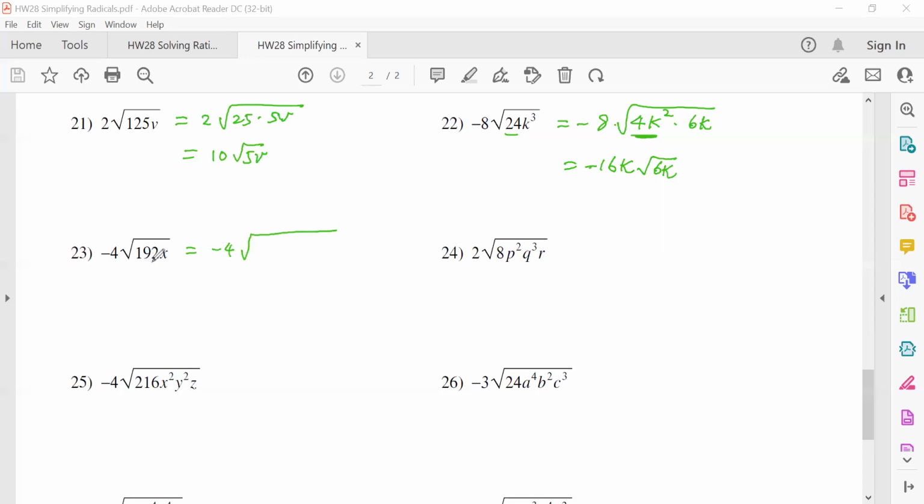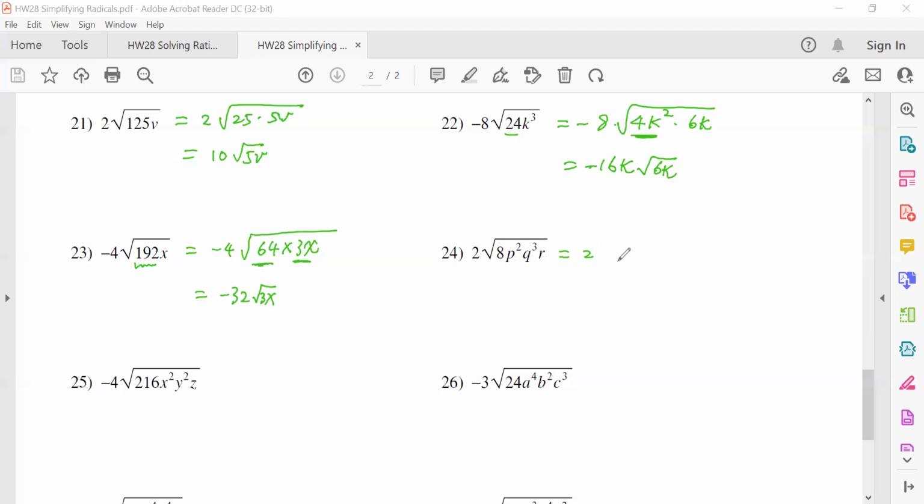So here, 192 can break it down into what? Breaking it down, did you guys get 64 times 3, right? Times x, right? So we need to do these kinds of steps. So here became 8, right? 8 times negative 4, 32 square root 3x. So this part.